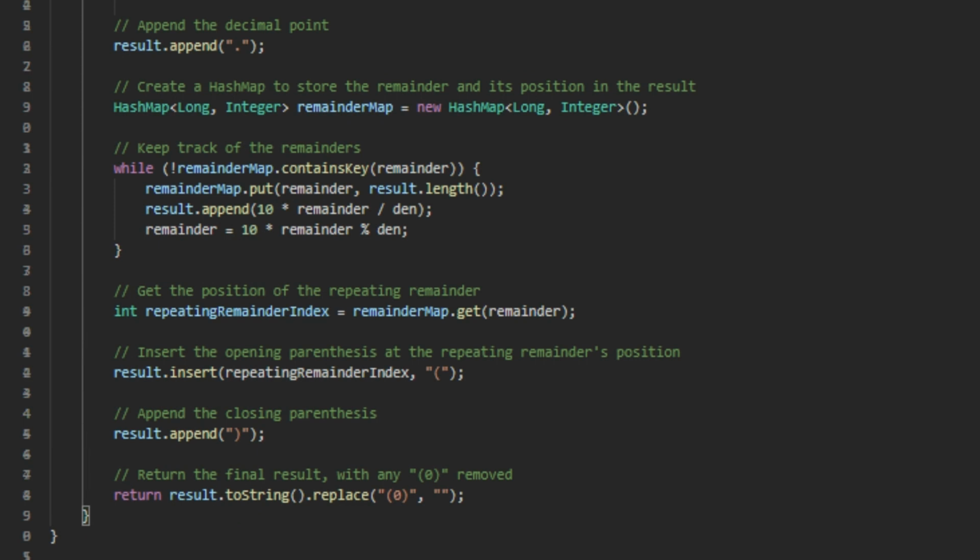The loop uses a hash map to keep track of the remainders and their positions in the result. The remainder is calculated by multiplying the previous remainder by 10 and taking the modulus of the result with the denominator. The code appends this quotient to the result and continues until it encounters a remainder that has already been seen. At this point, the code knows that the decimal representation is repeating and inserts an opening parenthesis at the position of the repeating remainder. It then appends a closing parenthesis and returns the final result.